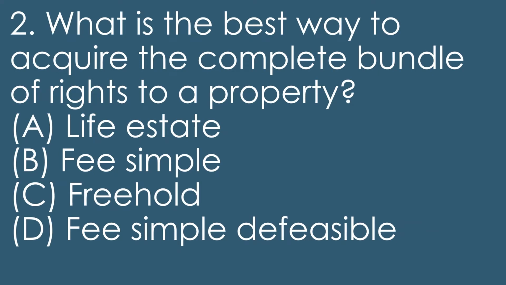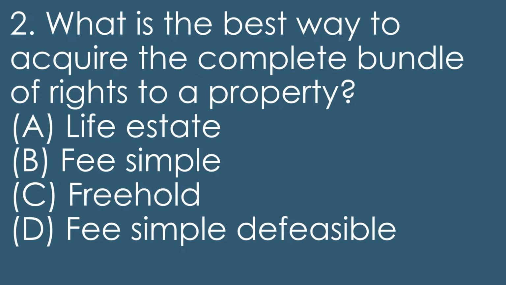2. What is the best way to acquire the complete bundle of rights to a property? A, life estate, B, fee simple, C, freehold, D, fee simple defeasible. Well, when we're looking at that complete bundle of rights, let's start off by looking at the difference between freehold and leasehold, or less than freehold. If you have freehold, you're going to have a lot more bundle of rights than you will if you have a leasehold interest or a less than freehold interest. And when we break down freehold, we'll be looking at fee simple and life estate.